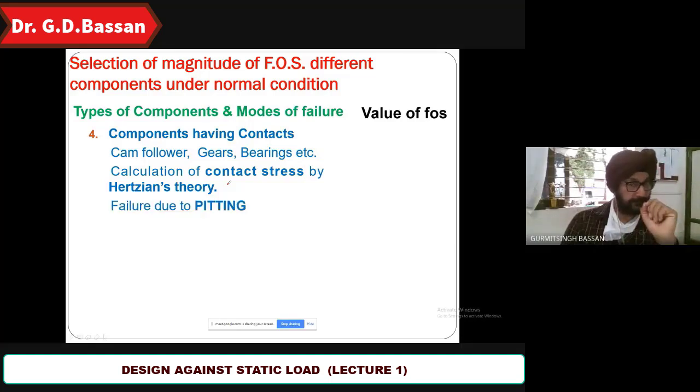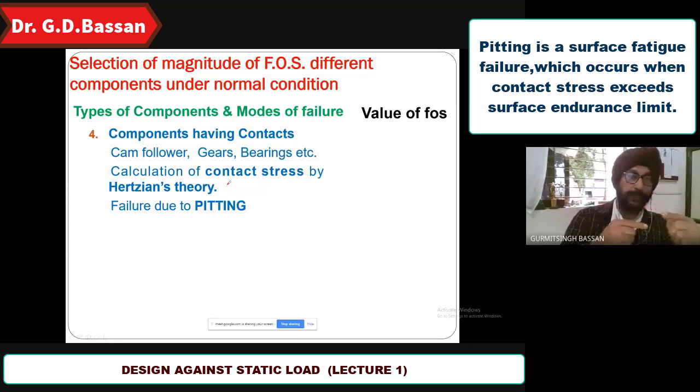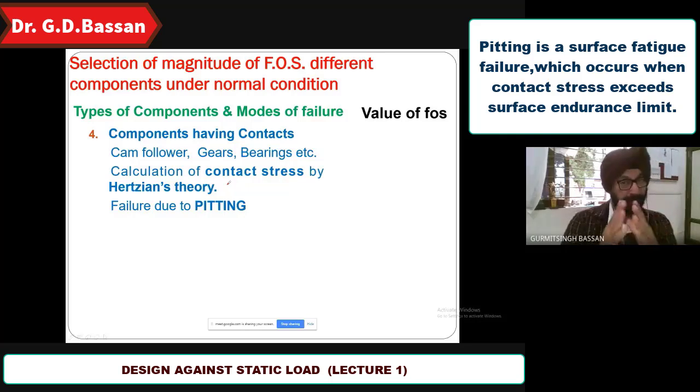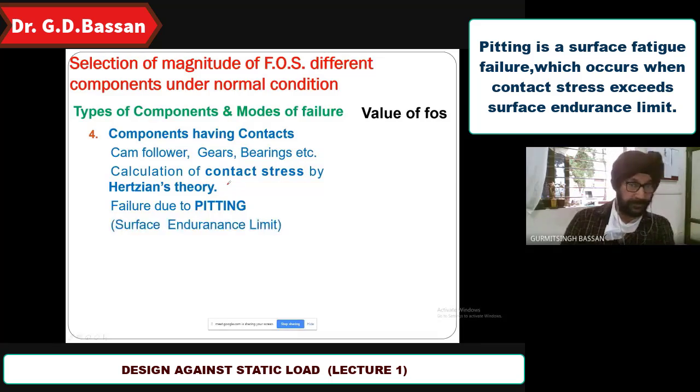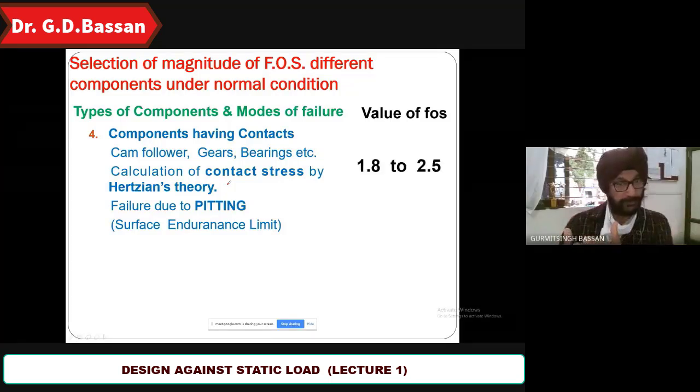Now what is pitting? When two surfaces have contact with each other, the load acting on these components will create impact on the surface. Due to the impact, uneven surfaces are produced on the surface, and that is called pitting. Pitting occurs whenever two components have direct contact with each other. So that is the endurance limit. Okay, and the value of the factor of safety is 1.8 to 2.5.